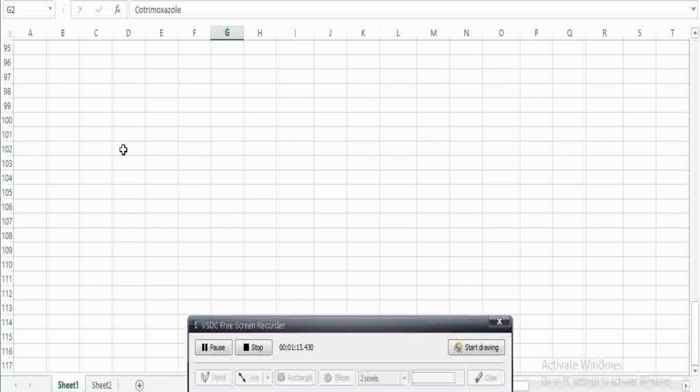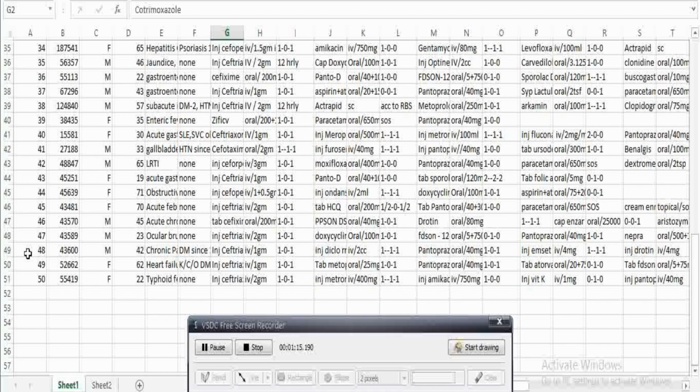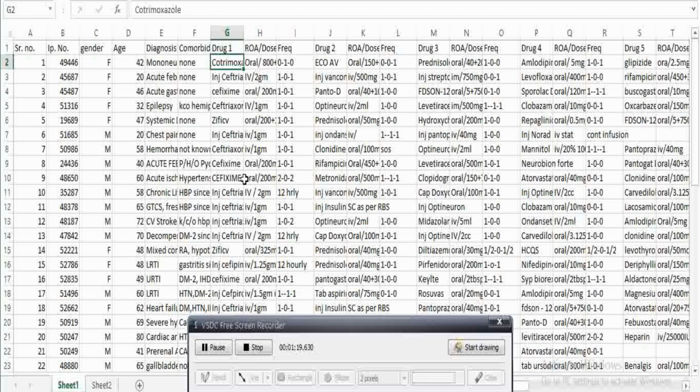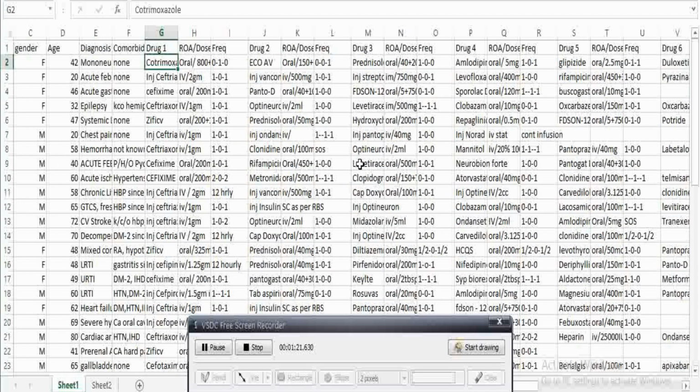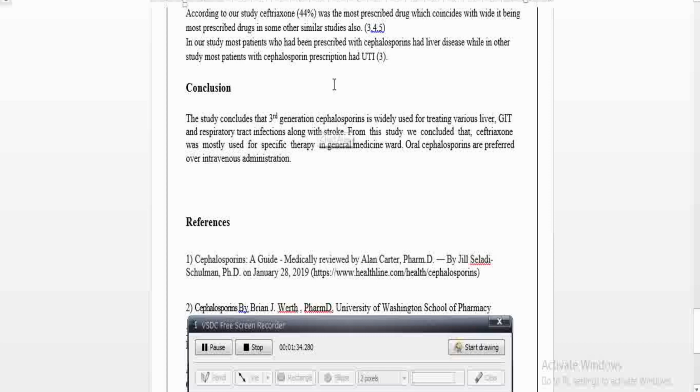My total data, or the sample size, was 50, that is 50 cases. And yeah, this is how I did it. It could be medicine ward or surgical ward. This is what I collected and this is how I collected the data. Now next comes the analysis part.